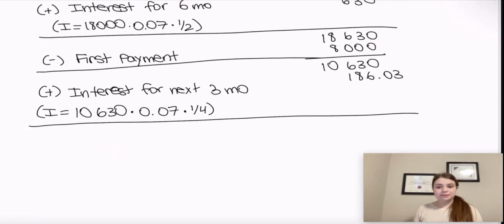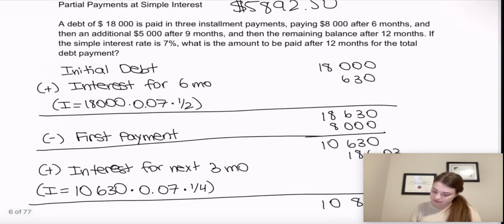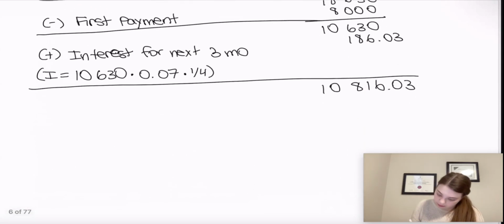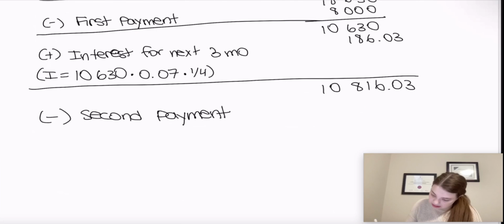So at month 9, before we make the payment, we owe plus 10,630. That means that we are going to have a balance of $10,816.03 right before we make the payment. And now we're going to make a payment of $5,000. So we're going to subtract the second payment, just to be a bit more consistent here. So the second payment we'll subtract, and that is going to be a payment of $5,000.